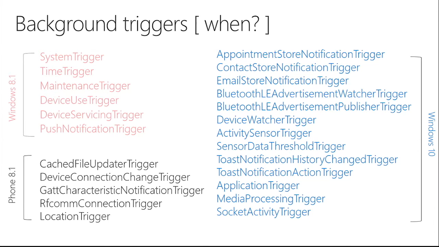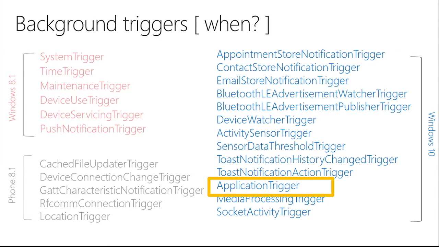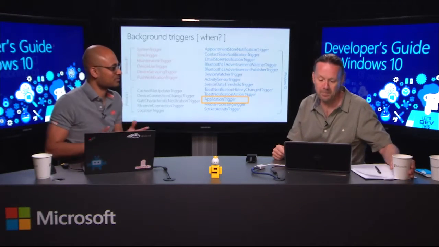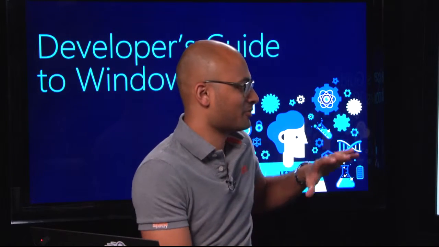Of all of these, I'm going to pick up on one in particular. This application trigger is an interesting one. This is a way for a foreground task to actually cause its background task to run on demand. So you couldn't do that before. Before, we used to have these periods of either 15 minutes or 30 minutes. Is that sort of on request?